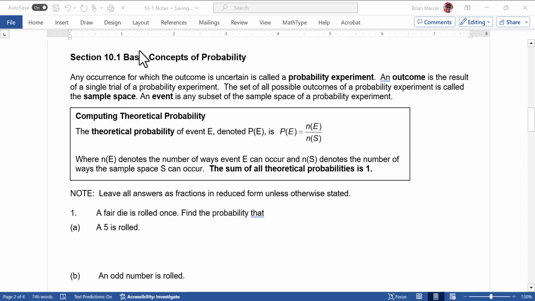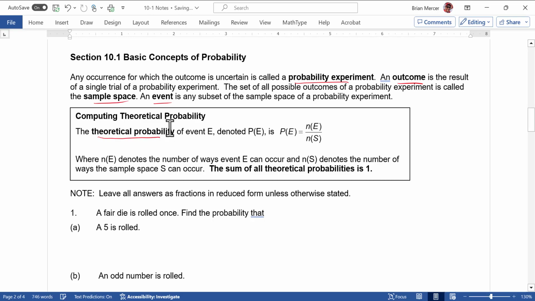So this lesson is on basic concepts of probability. A few definitions here: we've got a probability experiment, an outcome, a sample space, and an event. I encourage you to read those carefully and get comfortable with them, so that as we use that language, you're familiar with it.